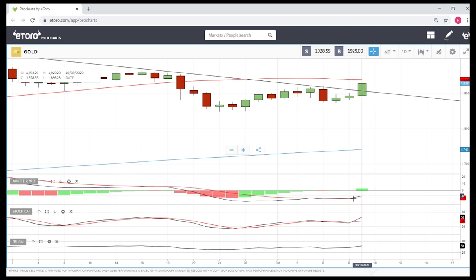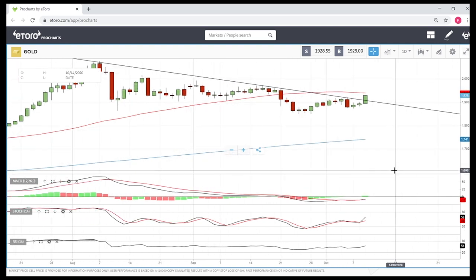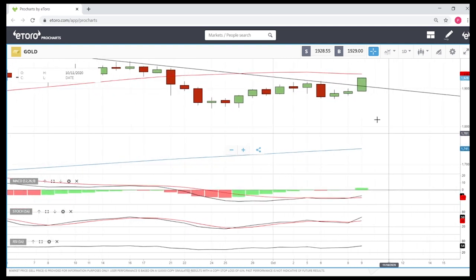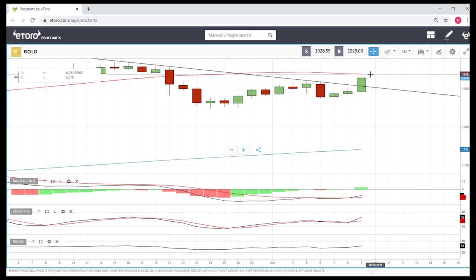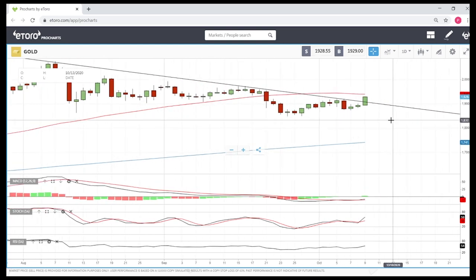The MACD has crossed the signal line, indicating bullish momentum, and the RSI is also looking really bullish. So we will most likely test the 50 moving average. If we get rejected from that, we'll probably go back down towards 1862, or most likely this area here, which was proven to be significant support.